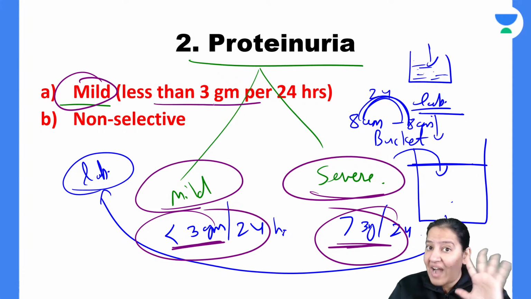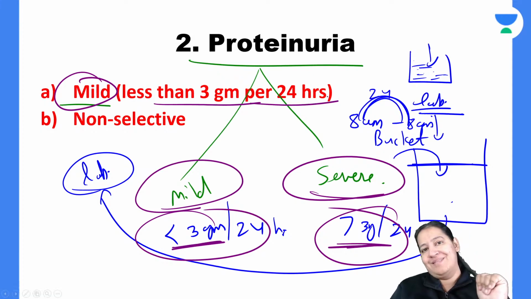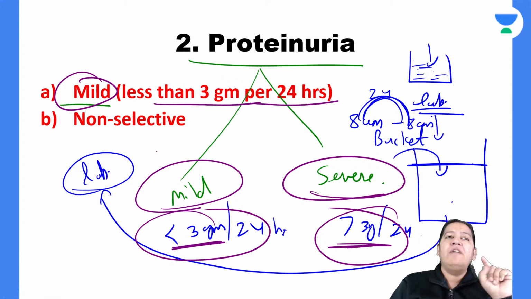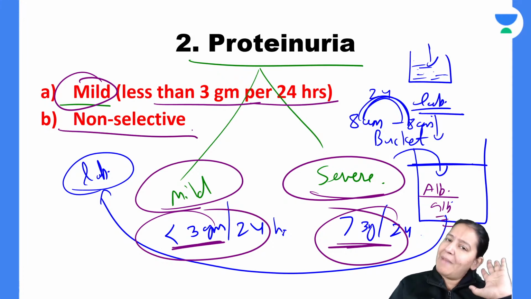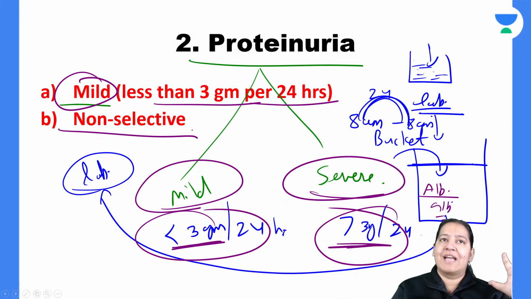Less than 3 gram protein per 24-hour urine. Give me a thumbs up if you got it. And which protein? You will ask, ma'am, which protein? Name the protein. So is it always albumin? No, not necessarily. Maybe albumin, maybe globulin, maybe other proteins. So it is non-selective. So many types of protein are present. Give me a thumbs up.